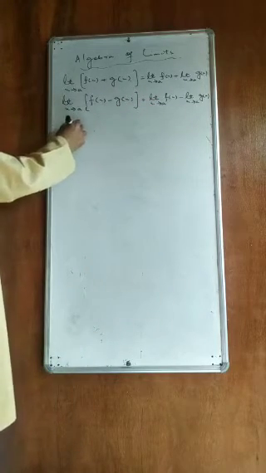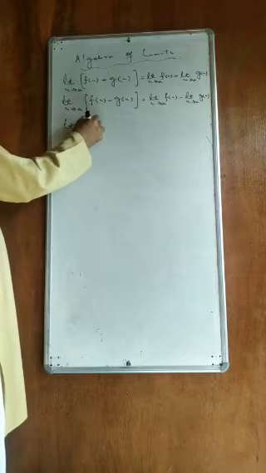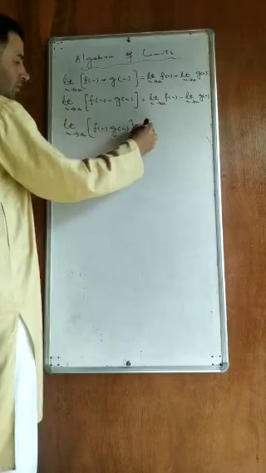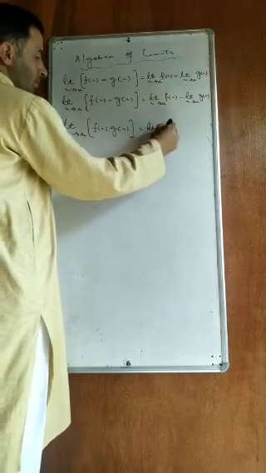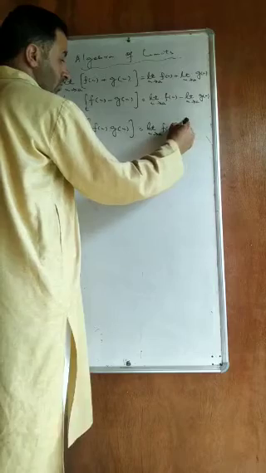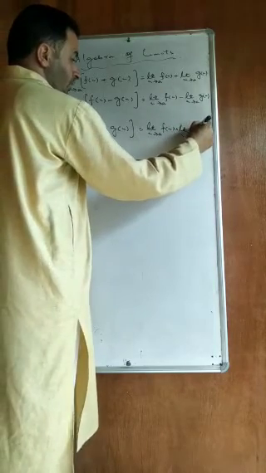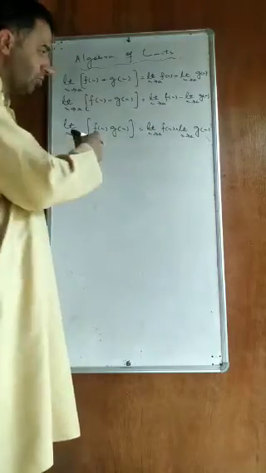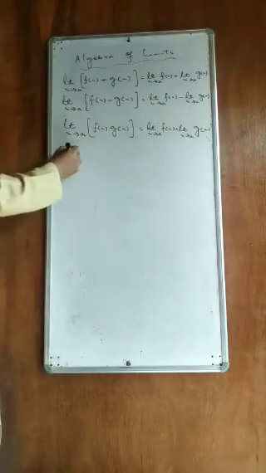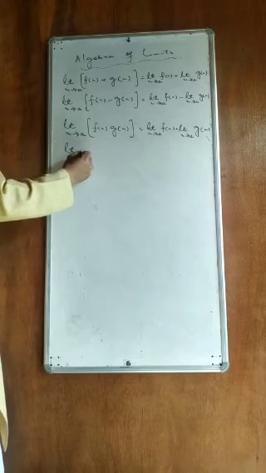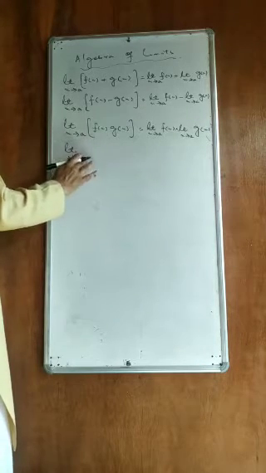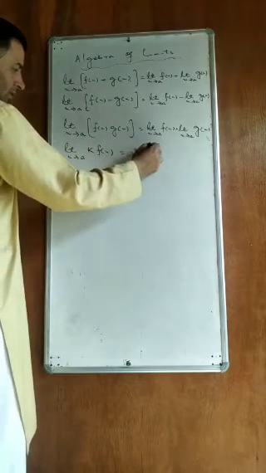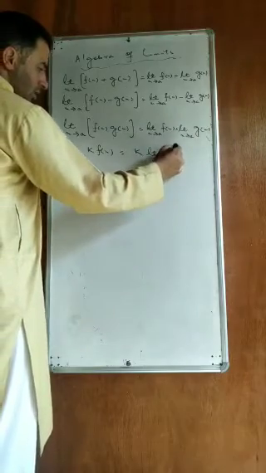One more property, that is algebra, that is limit x tends to a, f of x into g of x is equal to limit x tends to a, f of x into limit x tends to a, g of x. That is, limit of product is product of limits. There is one more, that is limit x tends to a, k into f of x is equal to k into limit of x tends to a, f of x.